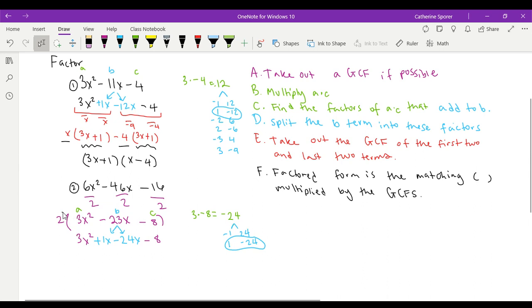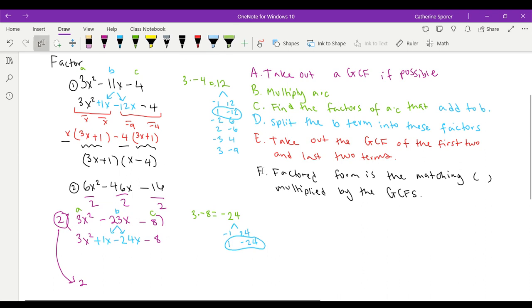Now this 2 that we took out isn't really going to affect the factoring for a little bit. So we're just going to forget about it for a little bit and carry it down till the end of the problem, where we'll put it in the front of the factored form.